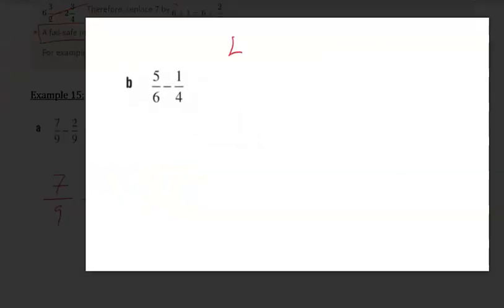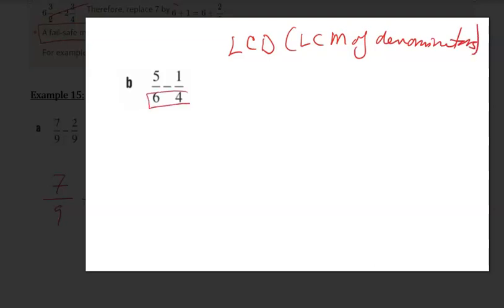Now here we have 5/6 minus 1/4. Well, we need to find the lowest common denominator, which is the lowest common multiple of the two denominators. We can multiply 6 times 4 and get a common denominator, which is 24. But if you go and do your multiples, 6 times 1, 6 times 2, 4 times 1, 4 times 2, we're going to find that we get a 12 on the bottom of each of those, because 6 times 2 is 12, 4 times 3 is 12.